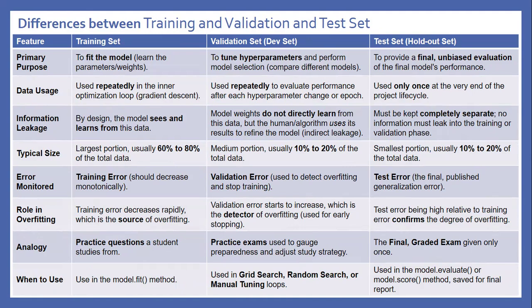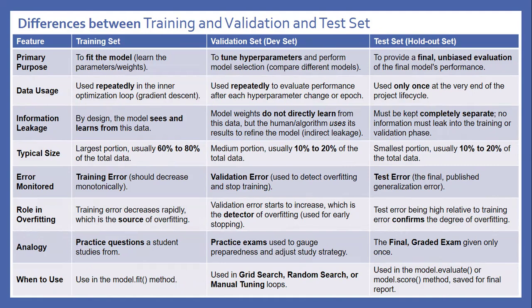Difference between training set, validation set, and test set. Primary purpose: the training set is to fit the model, learning the parameter weights. The validation set is to tune hyperparameters and perform model selection, comparing different models. The test set is to provide a final unbiased evaluation.